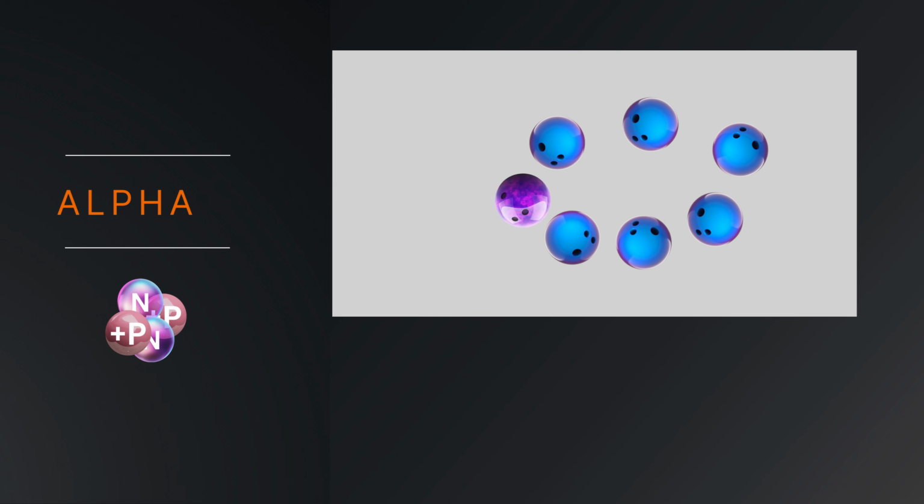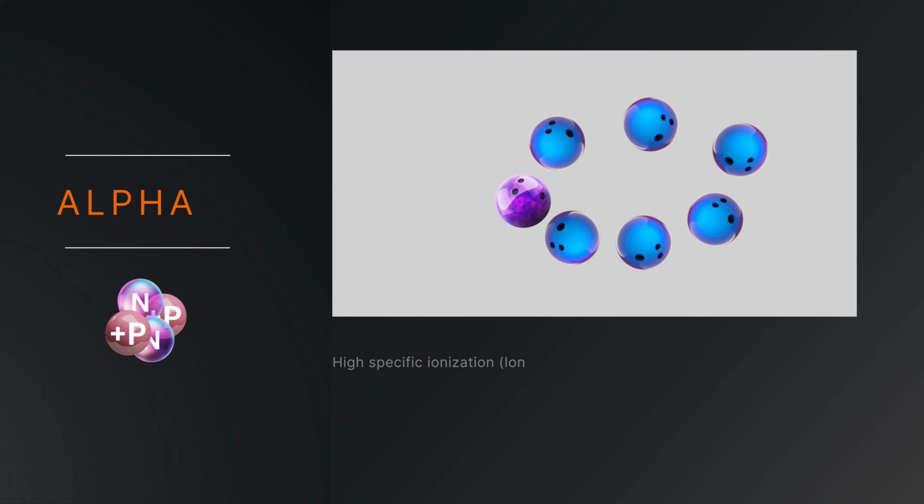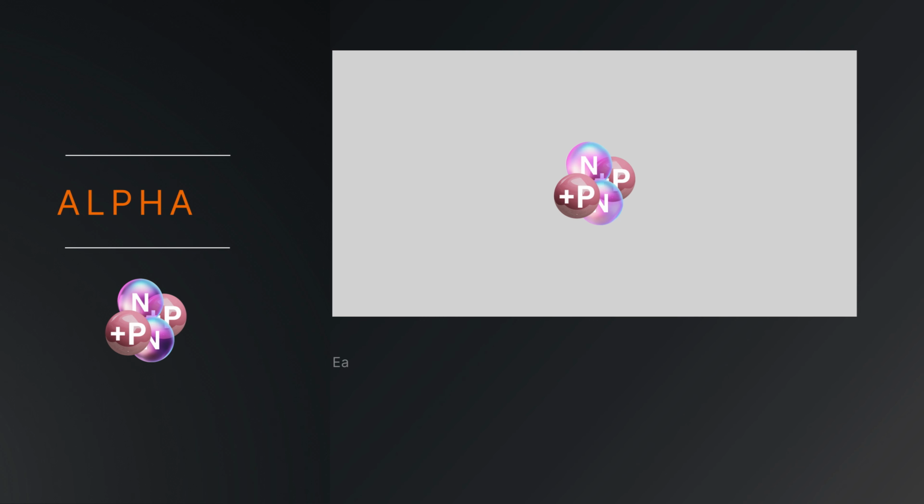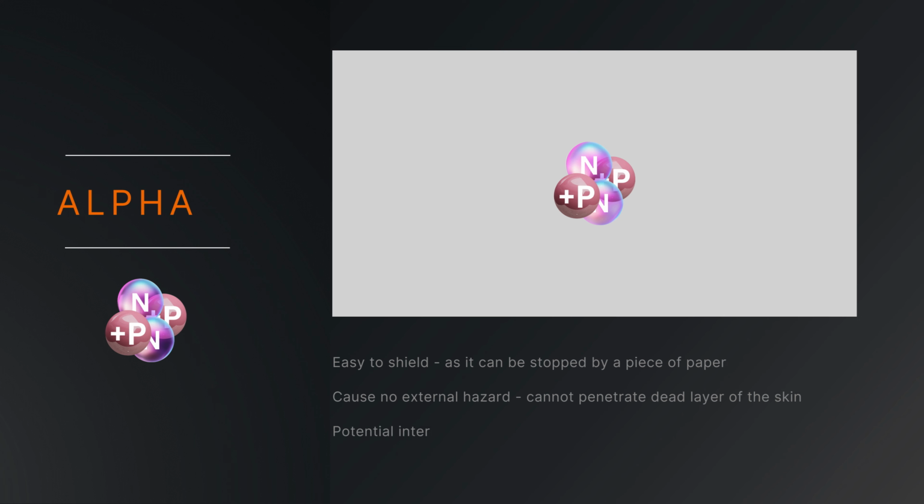Because of its high positive charge, plus 2, and its heavy mass, the alpha particle has a high specific ionization. The linear energy transfer of the alpha particle is high as it loses its energy rapidly. It is easy to shield against alpha particles, as a piece of paper can stop them. Alpha particles do not cause an external hazard as they cannot penetrate the dead layer of skin on the surface of the body, but they can cause a potential internal risk. Because of its high specific ionization, the weighting factor for the alpha particle is 20. That means the consequences of tissue damage from alpha particles are 20 times those of photons.